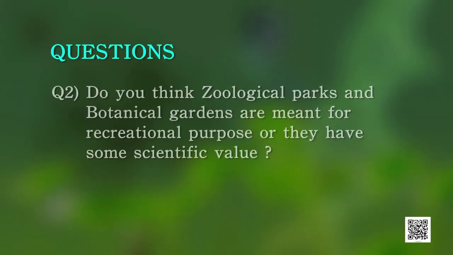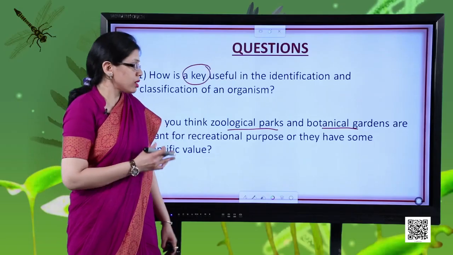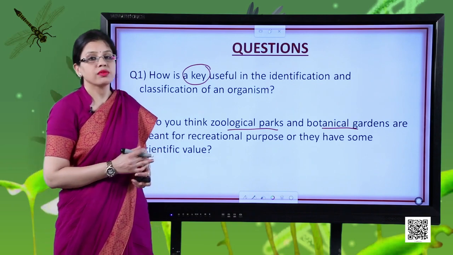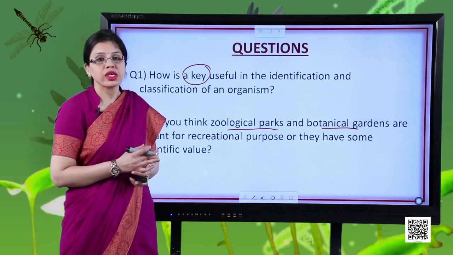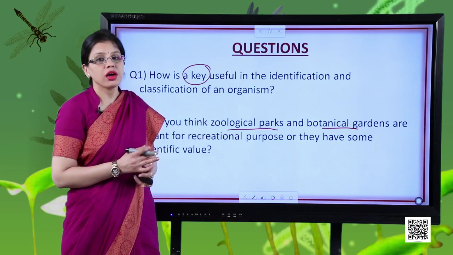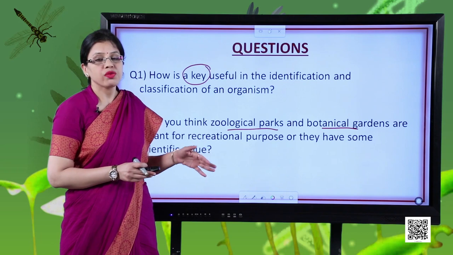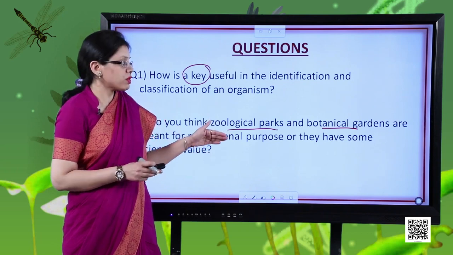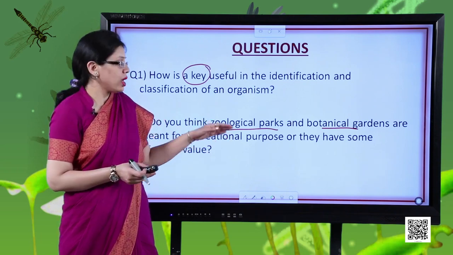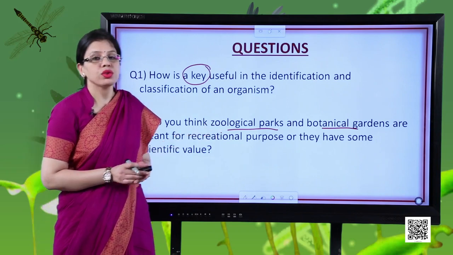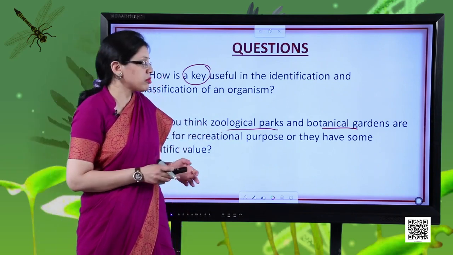The second question which we have to discuss: do you think zoological parks and botanical gardens are meant for recreational purpose, or do they have some other scientific value? Now talking about zoological parks, they are actually helping us in a large number of ways. With the help of a zoological park, we can preserve the animal. If any animal is on the verge of extinction, with the help of mating programs, we try to increase their number also. And in a zoological park, we also try to study their food habits and behavior.